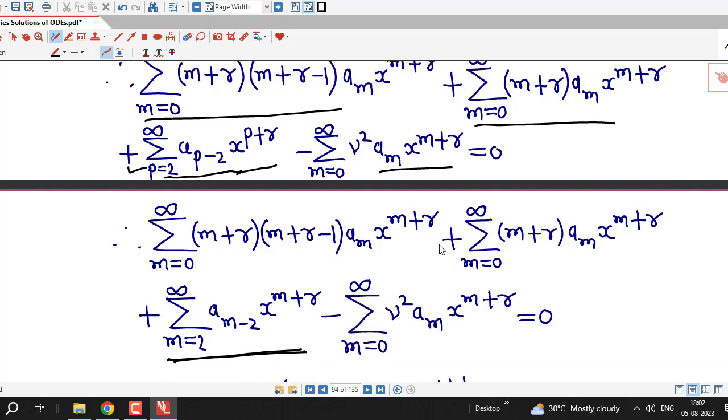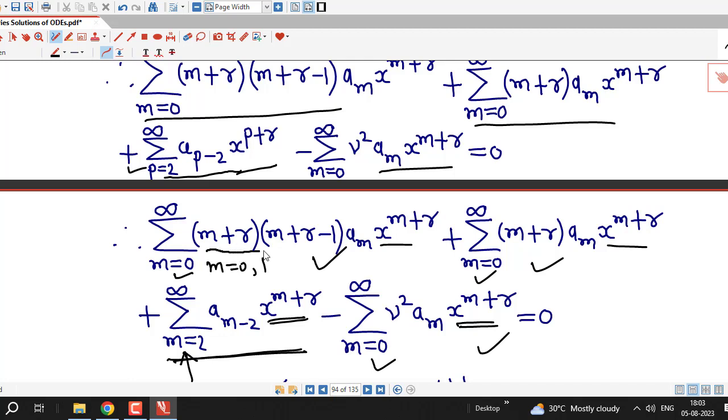Now what we have to do is combine all these summations. For that the range of summation must be the same. So you can see here the range of summation is m equal to 2 to infinity. Here it is 0 to infinity, 0 to infinity and 0 to infinity. So what we can do is write down the terms corresponding to m equal to 0 and 1 for each of these summations, and then from m equal to 2 to infinity we can write in sigma notation.